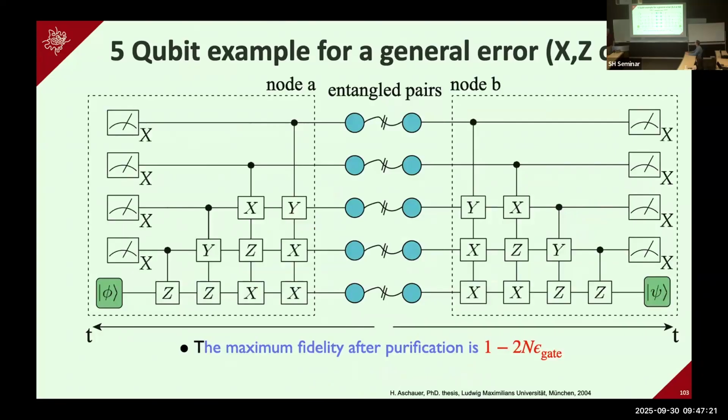You can move to the 5-qubit code. And ironically, you may find this surprising, the work has been published, but this is a PhD thesis out of Munich in 2004. Very ahead of their time. And again, it's the same kind of structure. Share 5 Bell pairs, do all the gates, the measurements, and here I'm very explicit. The maximum fidelity after this is 1 minus 2n times the gate error. And in this case, I have 1, 2, 3, 4, 5, 6, 7, 8, 9, 10, 11, 12, 13. So I have 1 minus 26 times the gate error rate.